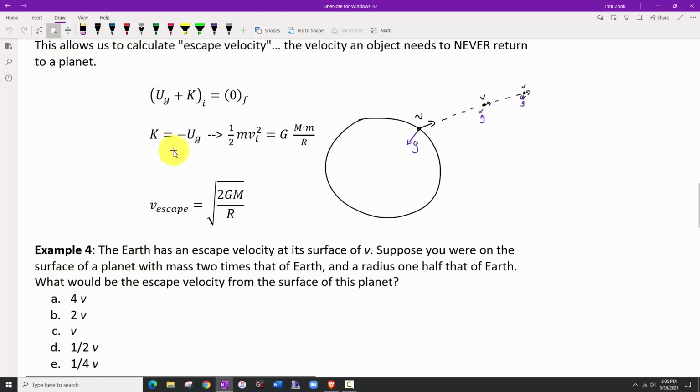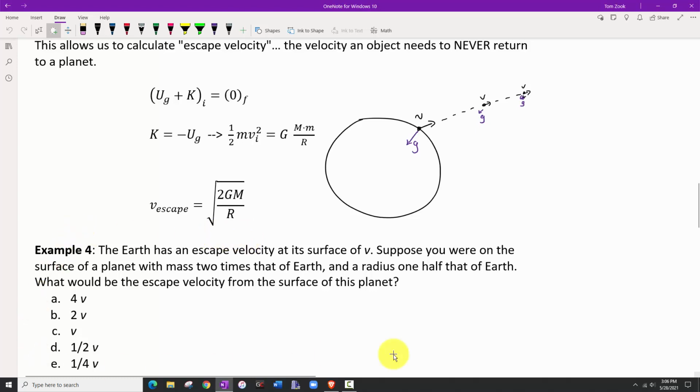We can then solve for the velocity that you require, and we get this equation right here. Square root of 2 times the universal gravitational constant, mass of the planet, over the radius of the planet. Or not necessarily radius of the planet, but the position that it starts at. Typically, we think of escape velocity as leaving from the surface of the planet. So if you get this value, which by the way we can calculate for the planet Earth, it's somewhere around 11,000 meters per second, it's very large, you will not return. You will go off forever.